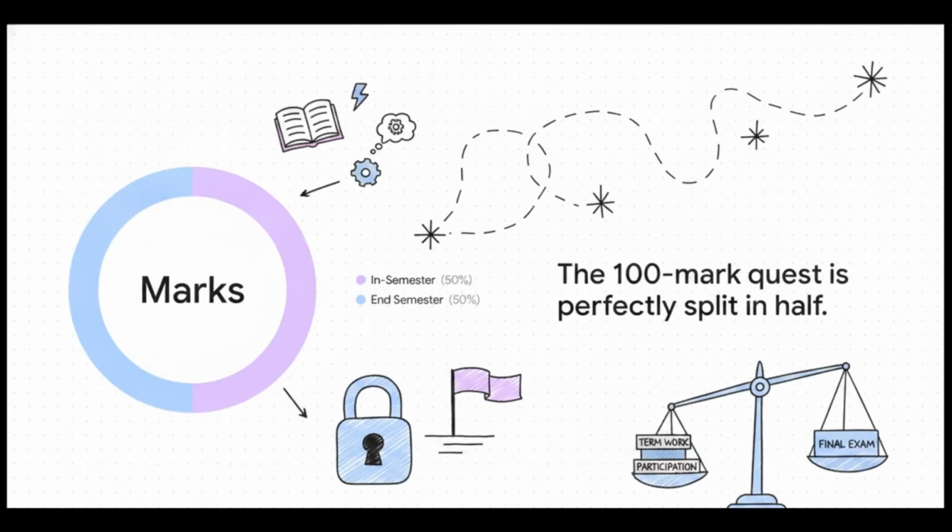And it's a 100-mark quest that's split perfectly down the middle. You've got 50 marks tied up in continuous in-semester assessment. So that's your term work, your daily logic building, and active participation. Then the other 50 marks, those are locked behind the high-stakes end-semester practical and oral exam. The big takeaway here is that daily consistency is rewarded just as heavily as that final clutch performance.